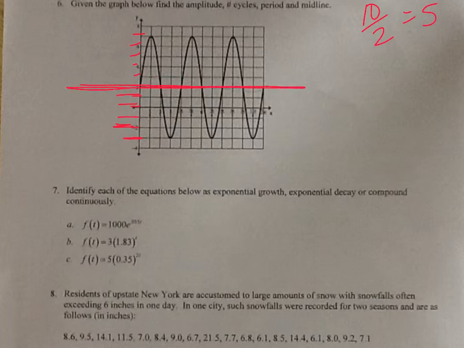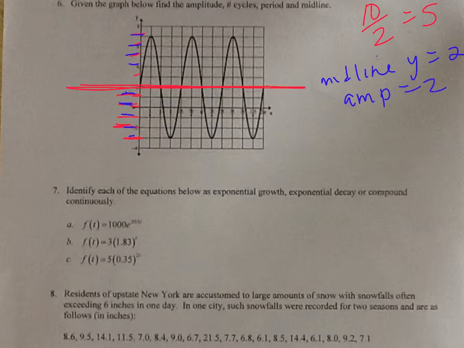So notice I have 1, 2, 3, 4, 5. 1, 2, 3, 4, 5. So my midline is y is equal to 2. All right, so my amplitude, right? We're going up and down 5. My amplitude is equal to 5.